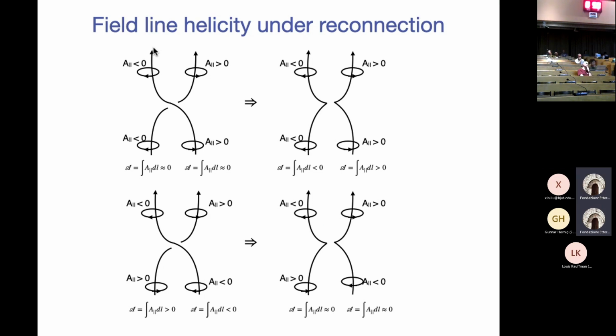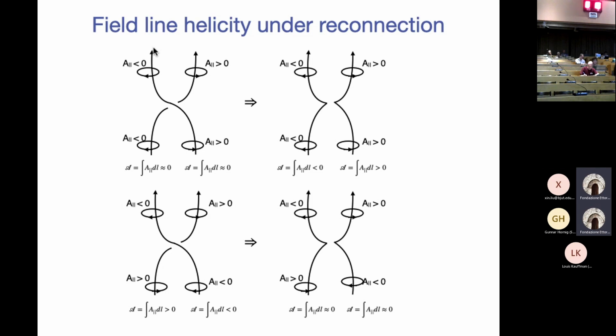So I, for instance, have this field line here, which connects a region where I have right-handed twist with a region where I have left-handed twist. So along this field line, the A parallel, which is important for our integral, A parallel dl, our field line helicity, will be greater than 0 down here and less than 0 up here. If I integrate along this field line and assume these two regions are roughly of the same size, then I get a value somewhere close to 0.